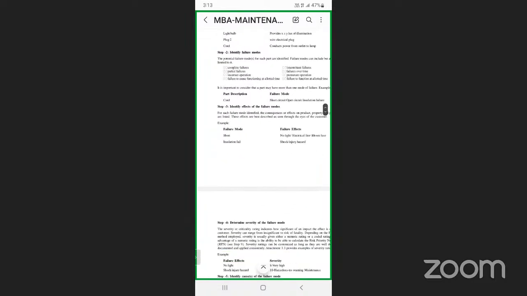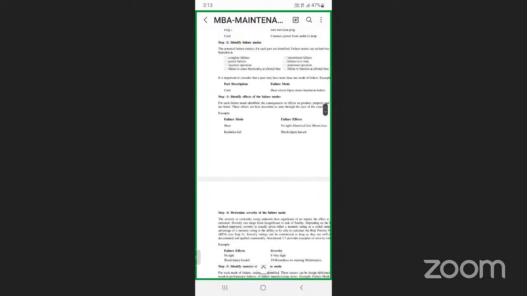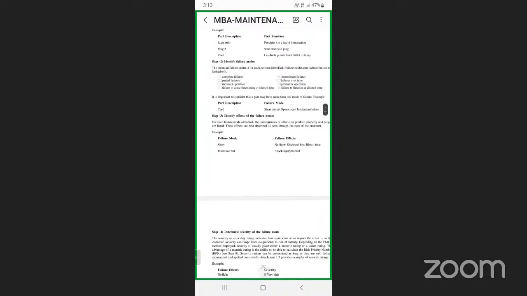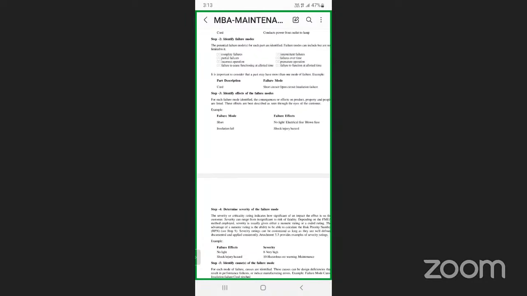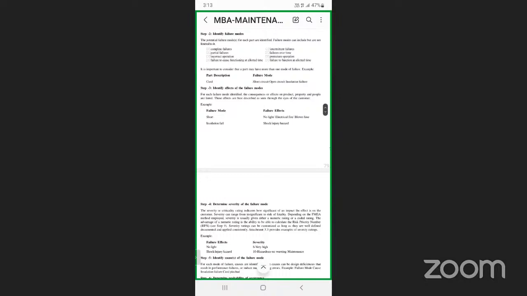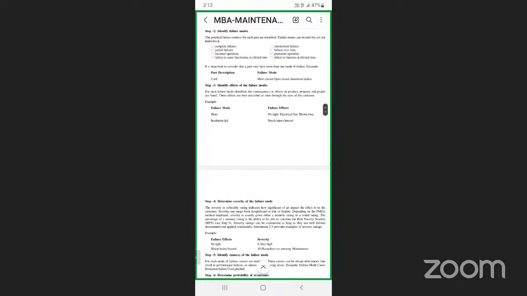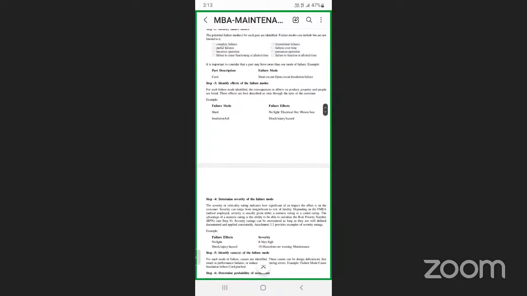Okay, then step 4, see, in step 3 we have talked about effects, but in step 4 we are talking of the severity of the failure mode. How severe is the failure mode? So we are assigning some numbers to it. Okay, see, in research or in management, we say that anything which can't be measured can't be improved.